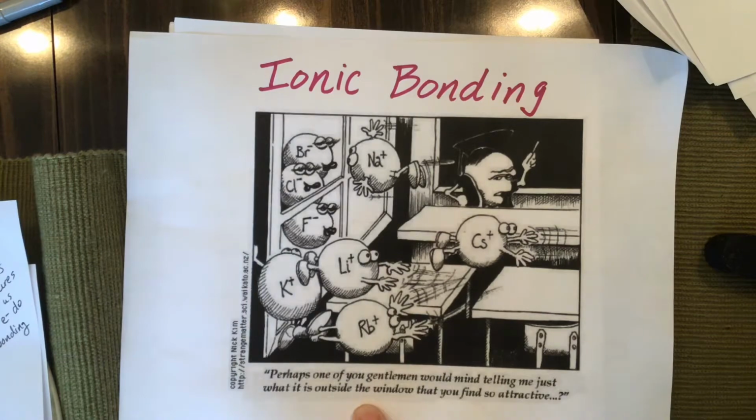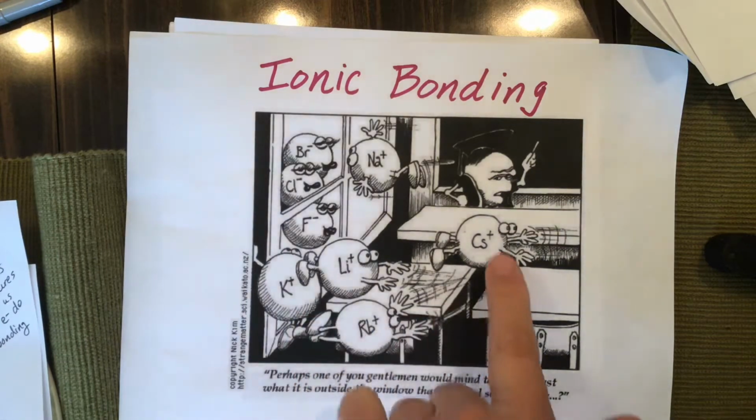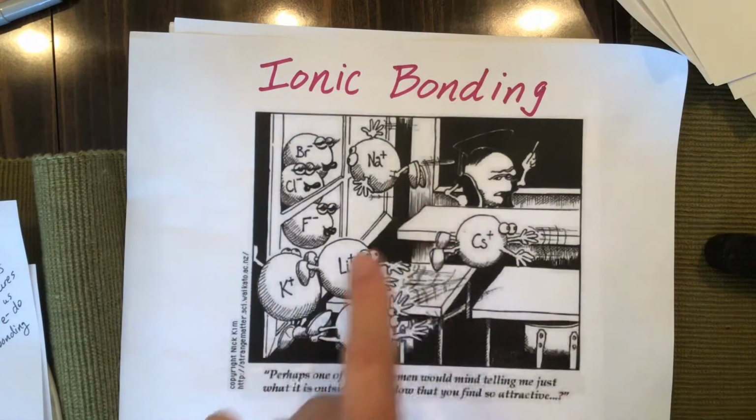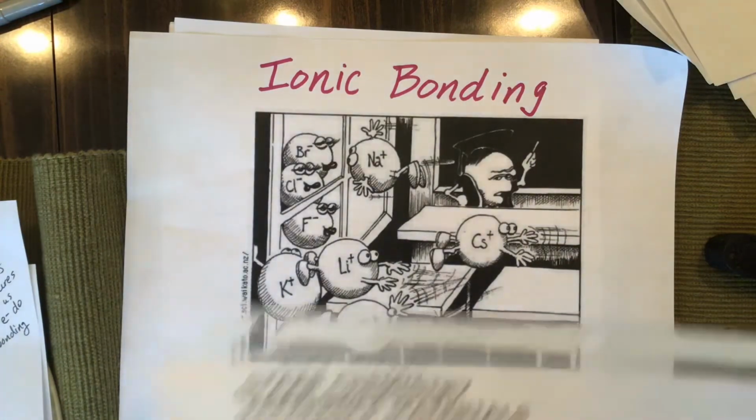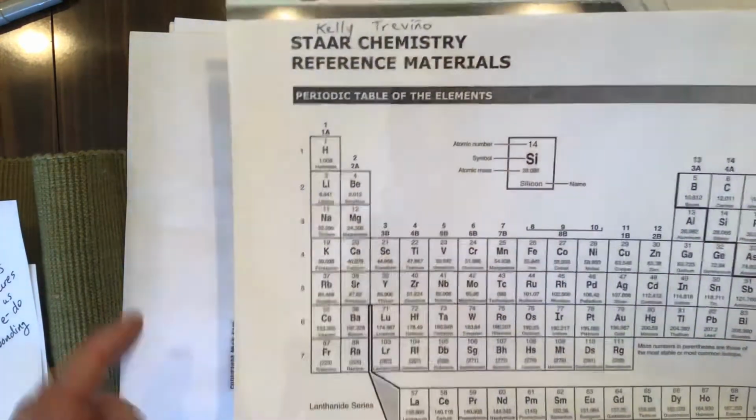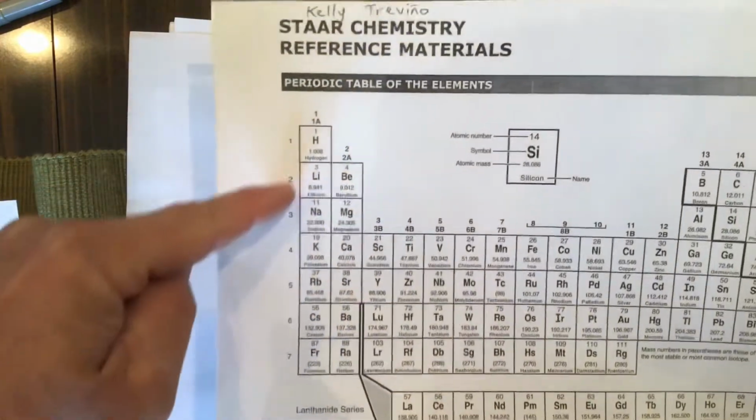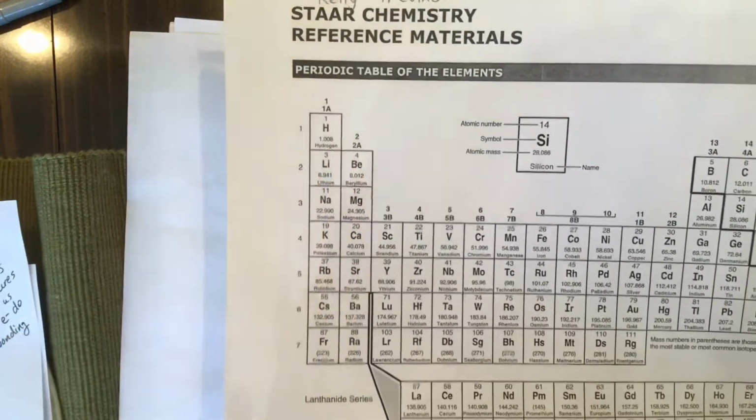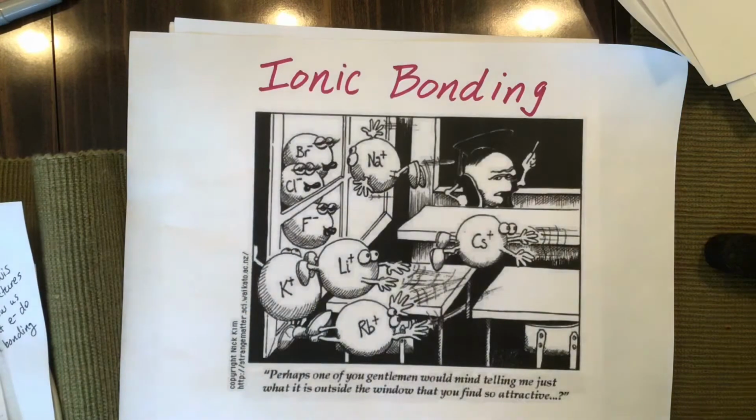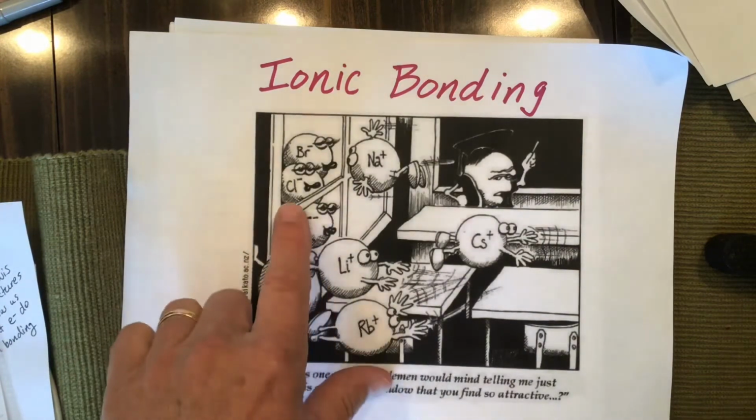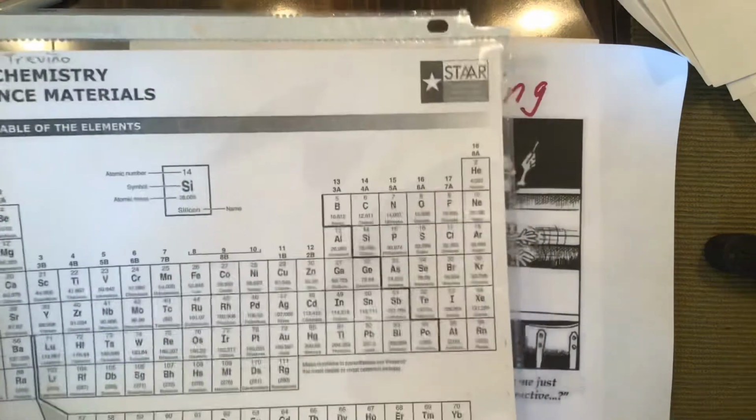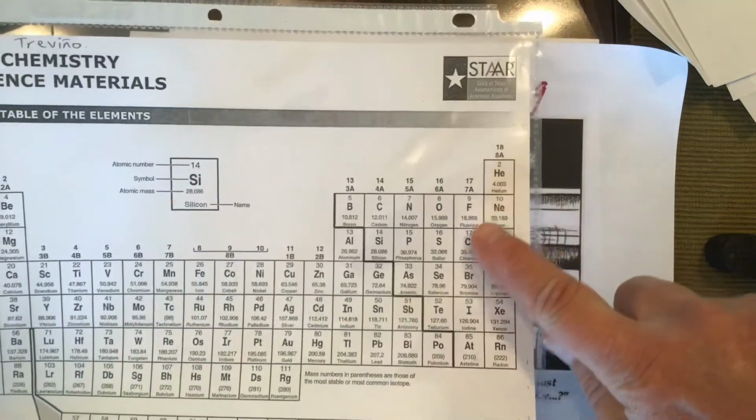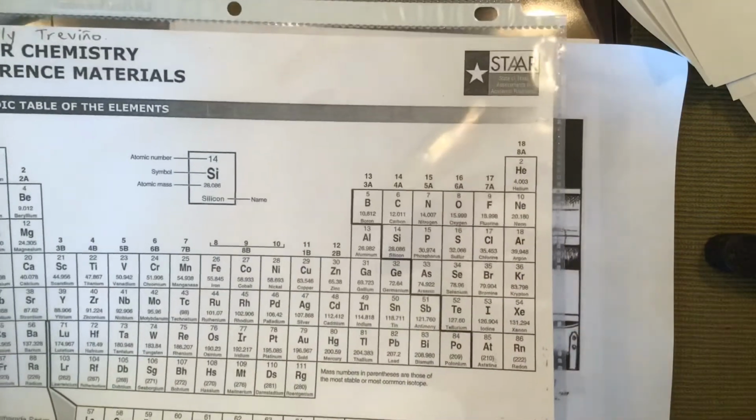If we notice, all of the ones inside the classroom, lithium, sodium, potassium, cesium, rubidium, those are all group 1 elements, alkali metals, and they're way over here on the periodic table. These are the most reactive metals of all the groups. Outside the window, we see fluorine, chlorine, bromine, and those are halogens. They're way over here on this side of the periodic table. These are the most reactive nonmetals.